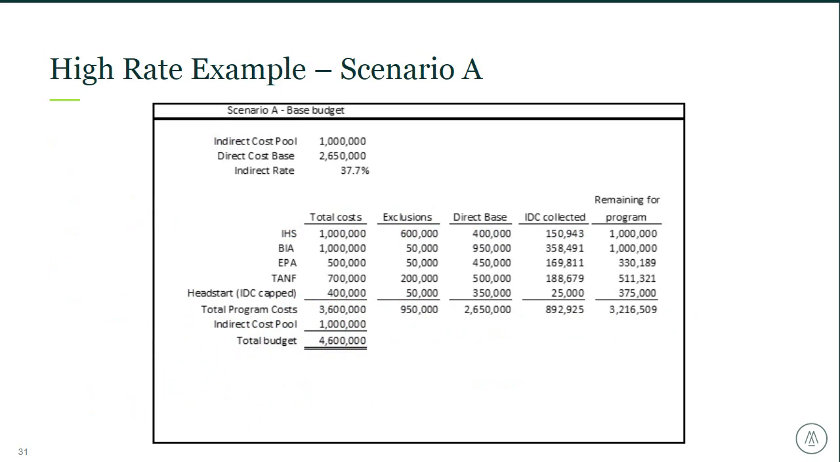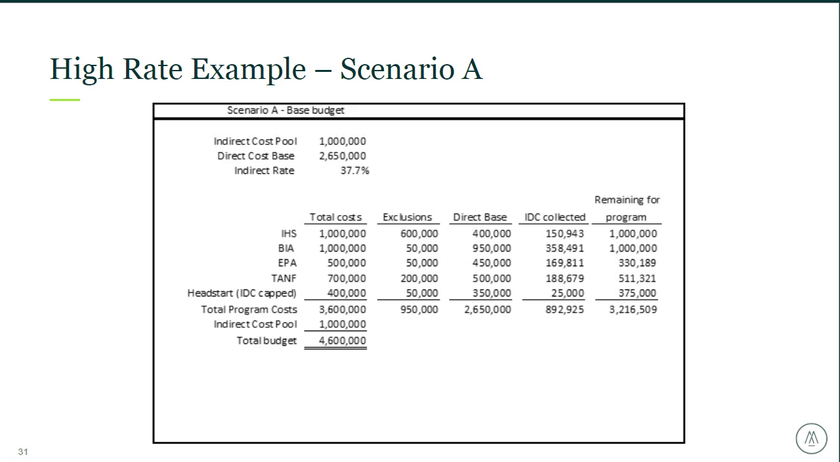So in this example, scenario A is just a base example where we have an indirect cost pool of $1 million and a direct cost base of $2.65 million. That's the numerator, that's the denominator. When I divide that up, I get an indirect cost rate of 37.7%. And then here are my programs: IHS, BIA, EPA, TANF, Head Start. I say Head Start, parentheses, IDC is capped, the indirect cost is capped at $25,000. That's just in my example here. And then we have an indirect cost pool of $1 million to get a total budget of $4.6 million.